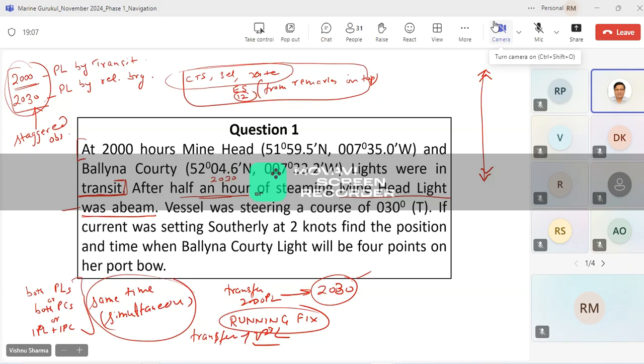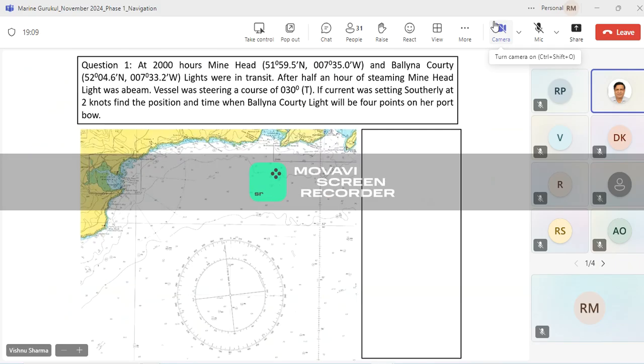Okay. Clear, sir. Okay, let's see now then. First, we draw the 8 o'clock PL. The 8 o'clock PL is a PL by transit bearing, Minehead and Ballina Coating. Transit. So I draw them. They are here, and this is the 8 o'clock PL. I don't think that should be a concern.